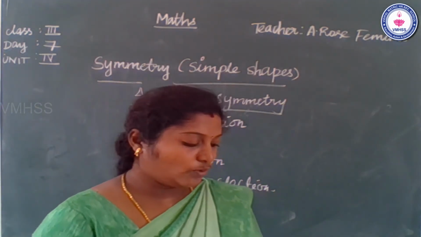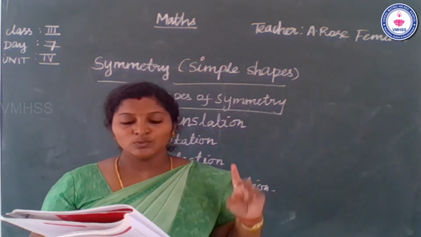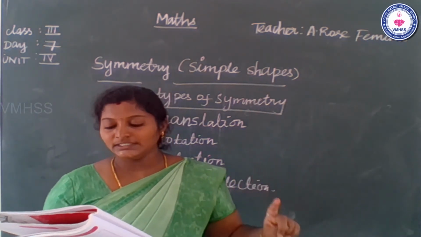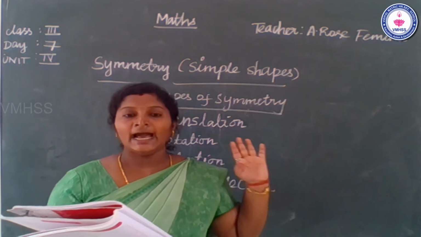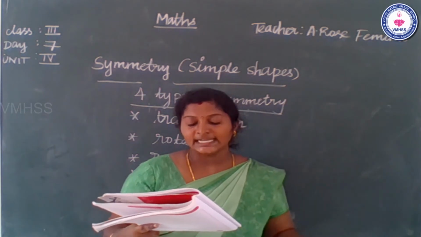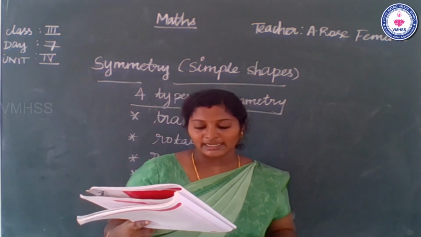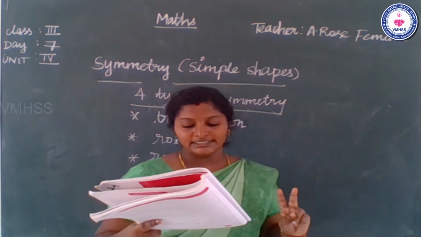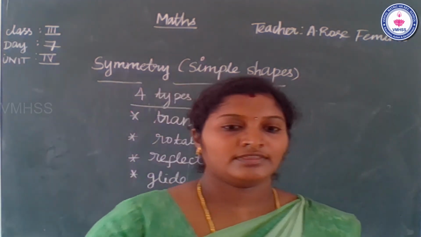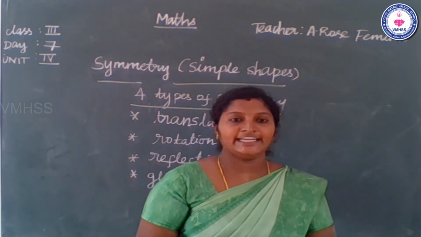You already know lines of symmetry in different shapes. The rectangle has 2 lines of symmetry, the square 4, and the pentagon 5. The hexagon has 6 lines of symmetry, the diamond 2, and the circle has infinite lines of symmetry.